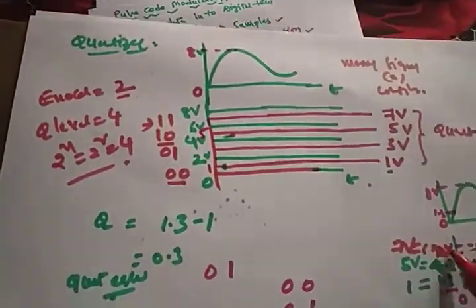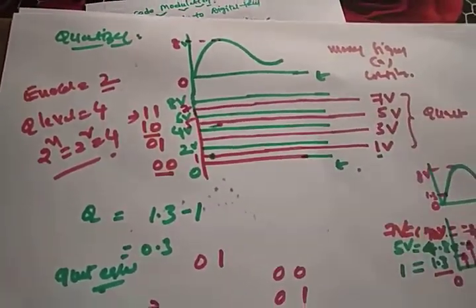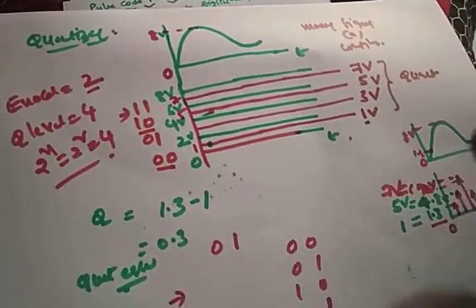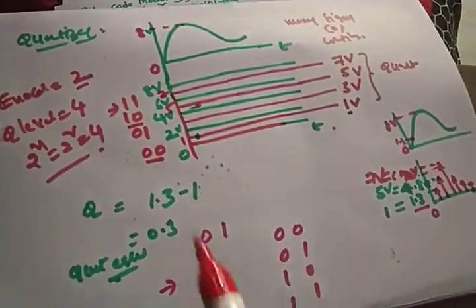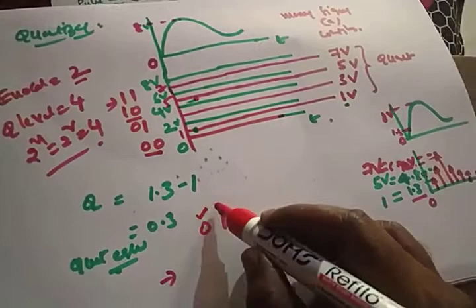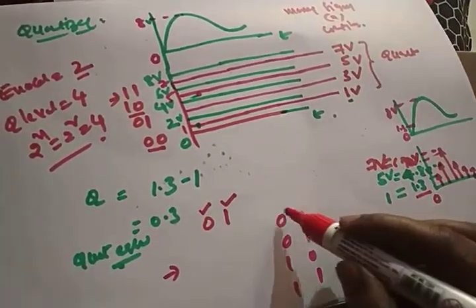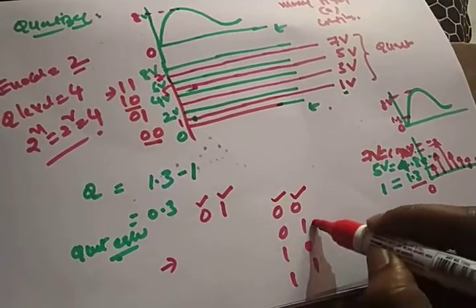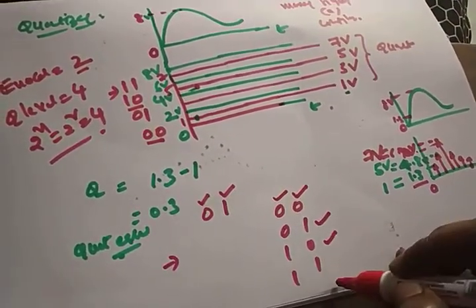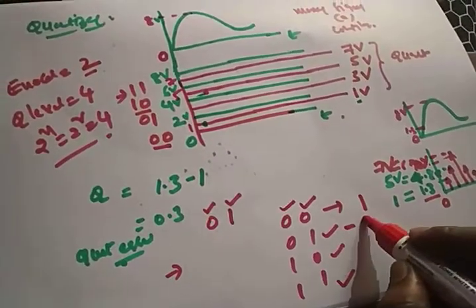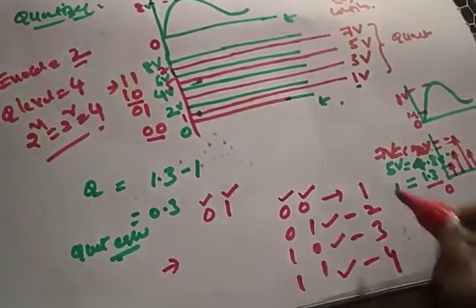For 6.9, what is the quantization level? These train of pulses have fixed magnitudes, right? Now the encoder will decide on combinations. For 2 bits, how many combinations are there? 00 combination, 01 combination, 10 combination, 11 combination. So this is quantization level 1, this is 2, this is 3, this is 4.